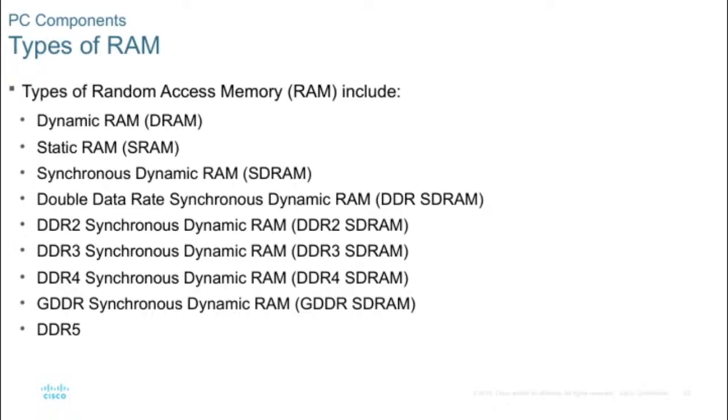From there, we move into synchronous DRAM, or SDRAM, which syncs with the system clock for better performance. The DDR family: DDR, DDR2, DDR3, DDR4, and now DDR5. Each step up brings faster speeds and improved efficiency. We also have GDDR, designed specifically for graphics processing. Together, these types make up the memory backbone of modern PCs.